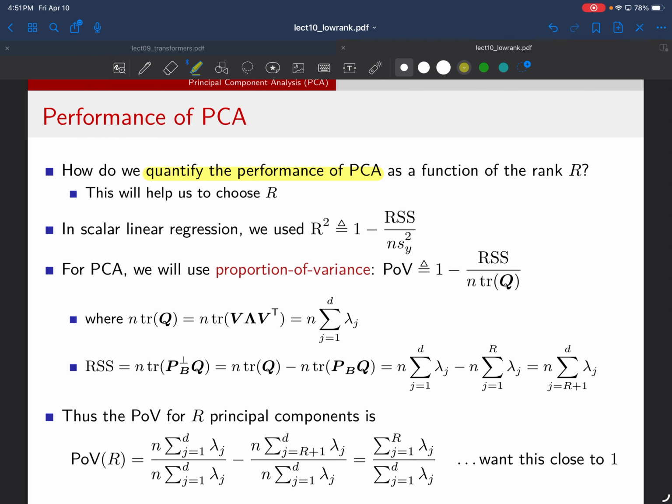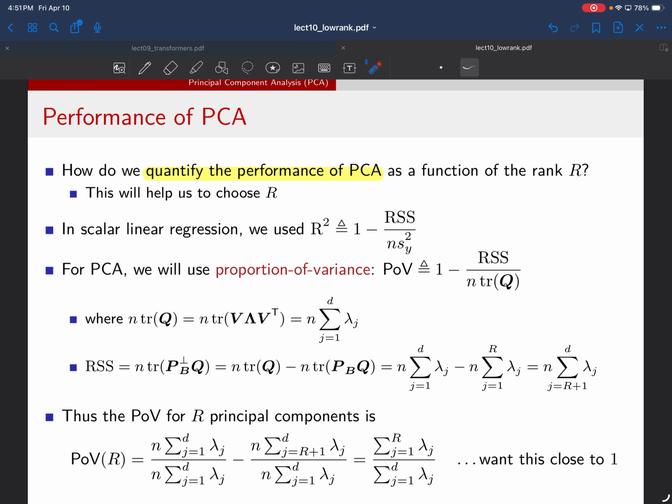If you think about how we did this back when we studied linear regression, it's kind of like scalar linear regression in that we only had scalar targets. We used this quantity called R squared. Now, don't confuse this R with this R. This is our math italicized R, whereas in scalar linear regression, this metric used a non-italicized R squared. That's just the traditional statistics naming. And we remember that to compute this, it's 1 minus RSS over n times sy squared.